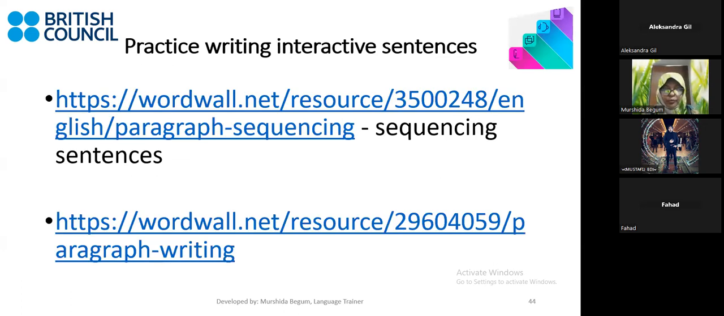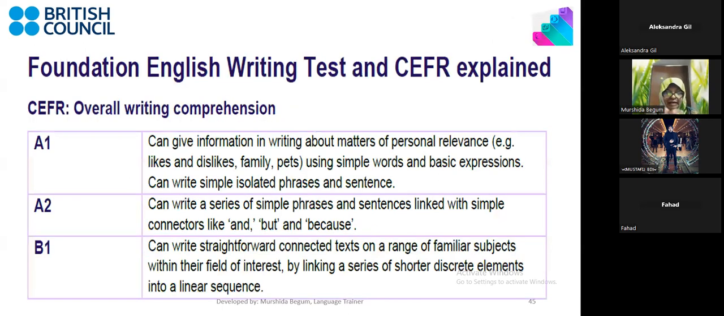And there are some sentence practices for you for paragraph writing, and I'll take you through that. Let me finish with this. Overall writing test. So for the whole task, 4 tasks, if a candidate can give information about writing matters on personal relevance using simple words and basic expressions, can write simple isolated phrases and sentences, that candidate gets the A1. For A2, they can write a series of simple phrases and sentences linked with connectors.